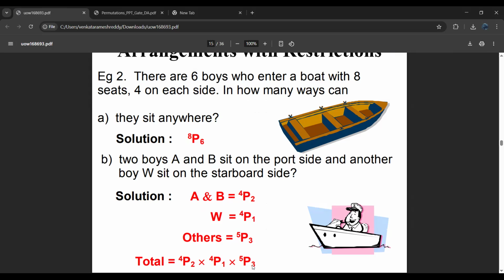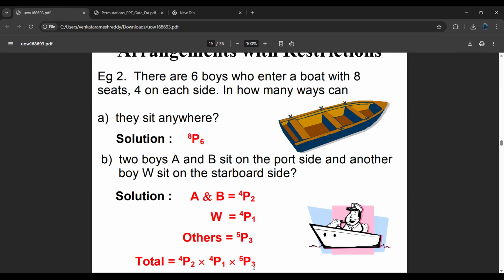Next one, 2 boys A and B sit on the port side, and another boy W sits on the starboard side. So A and B will sit on the port side, and W will sit on the starboard side. A and B can be on the port side, they are two. Out of four seats, 2 people are on the port side. That's why 4P2.